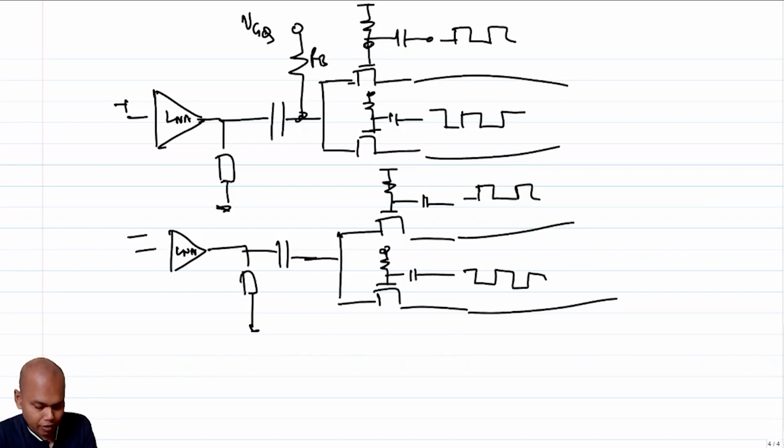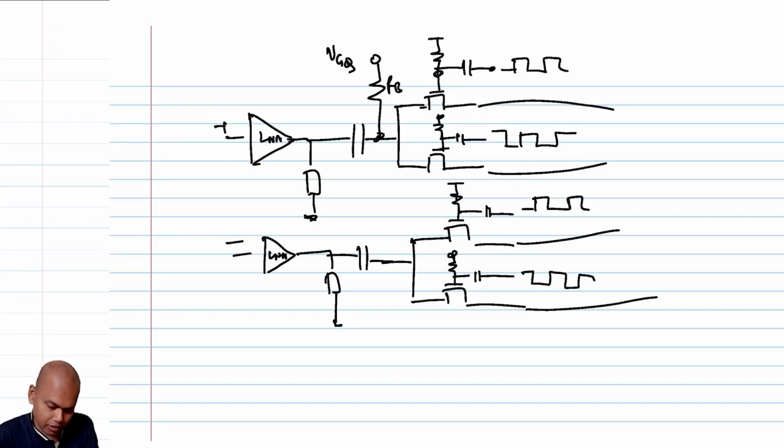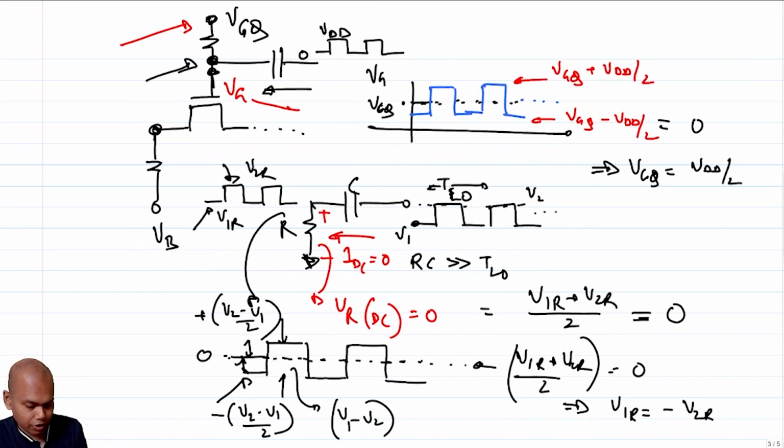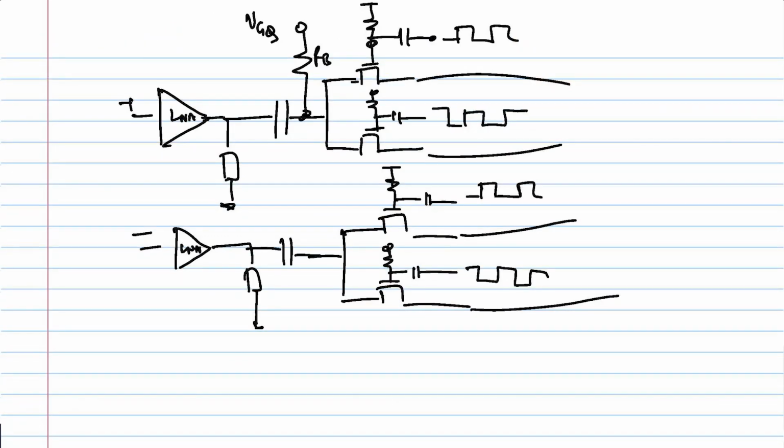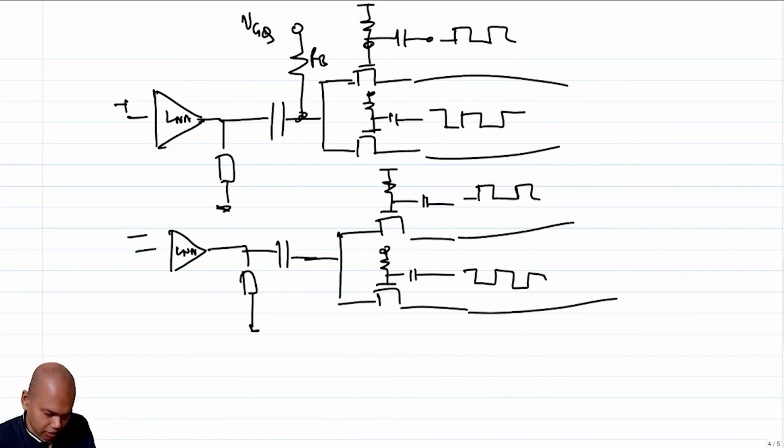Okay, if you are doing an IQ mixer, then, if you recall the previous lecture, you require 4 phases of clock. So they are not 50% duty cycle clocks, they are 25% duty cycle clocks. So with 25% duty cycle clocks, the value of VGQ will change, because the average will no longer be V1R plus V2R by 2. So you have to adjust the value of VGQ accordingly. Okay, let's now start focusing on some of the other aspects of this passive mixer.